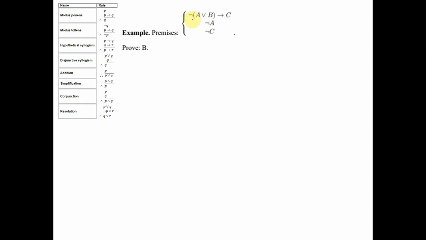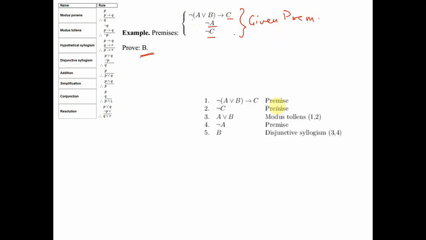It says negation of A or B implies C, negation of A, negation of C. These are the three given premises, and I have to derive the conclusion B. Right? Let's see how to do it. So I have negation of A or B implies C and negation of C. These are the two given premises. Now I can apply modus tollens over here.